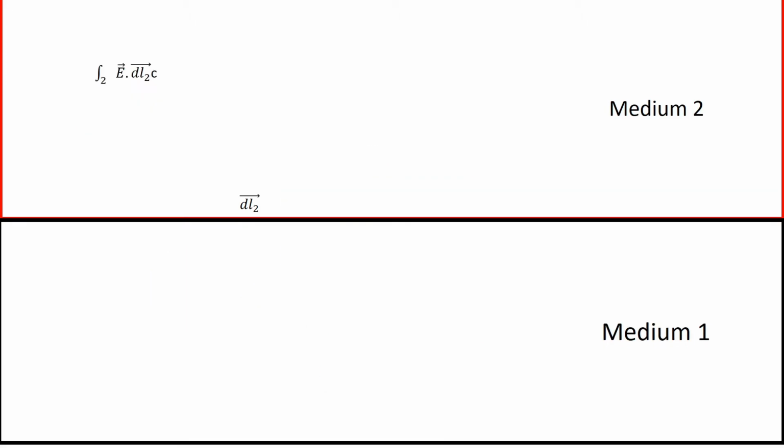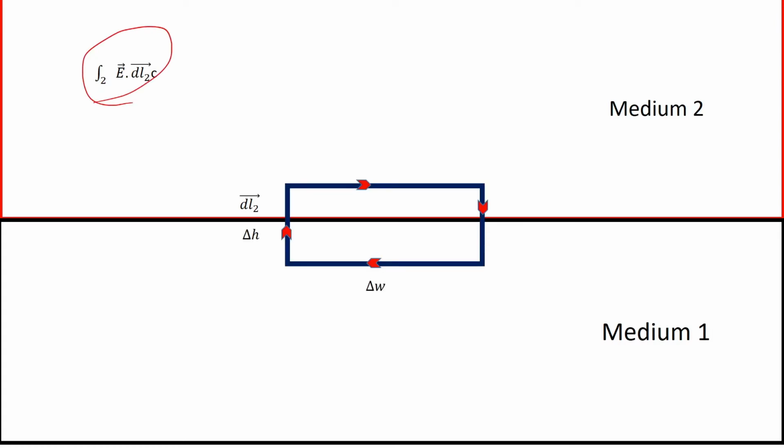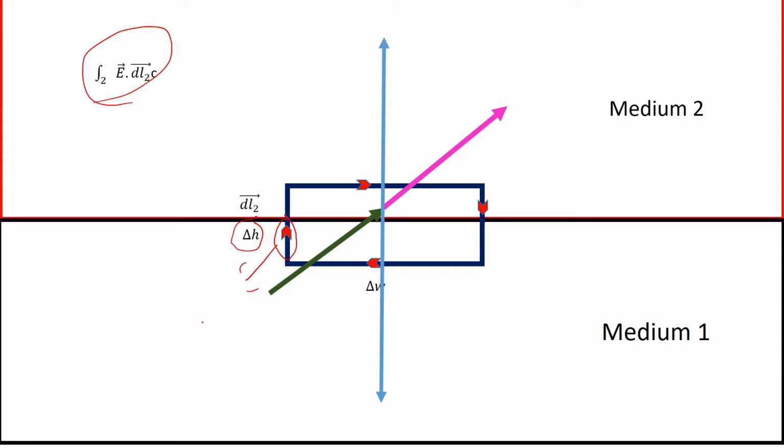Similarly, to determine the second path integral, we would see that the second path is delta H going from bottom to top. The length of the second path is delta H. And these are the electric fields E1 and E2. You may see that half of this path is inside medium 1 and half of this path is inside medium 2.